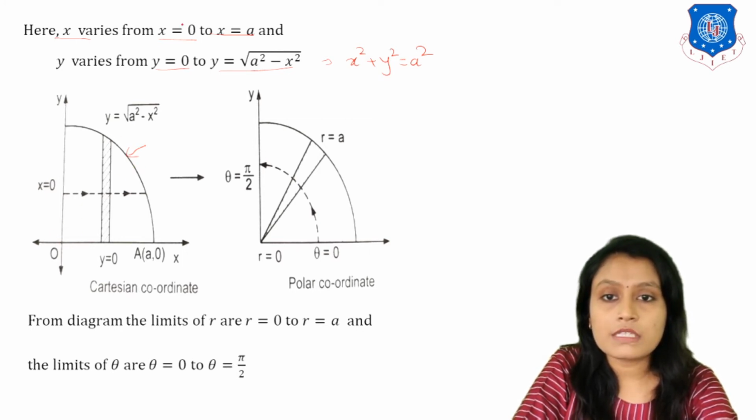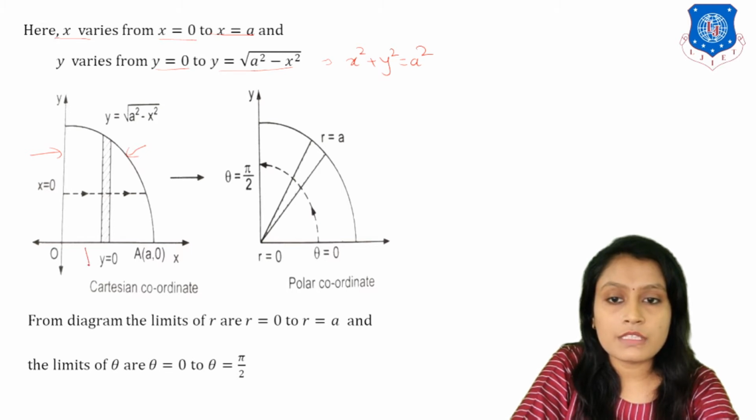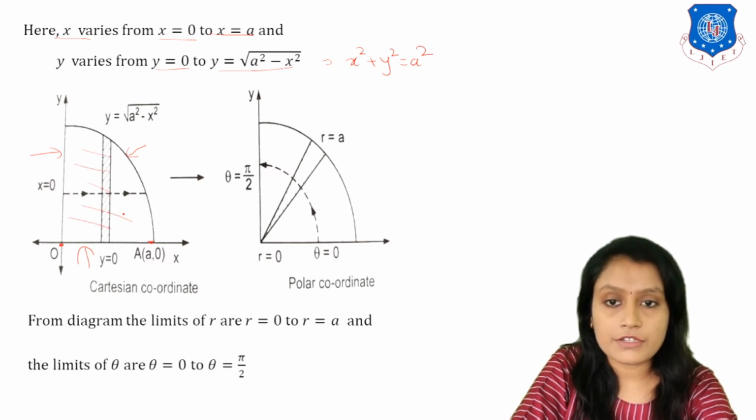Okay, now this x equals 0 means the y-axis. So this is your x equals 0. Then x equals a will be here, right? Then y equals 0 means the x-axis. Now you can see that we have the limit of x from 0 to a, right? So we are considering only the first quadrant. Okay, so this is the region of integration.